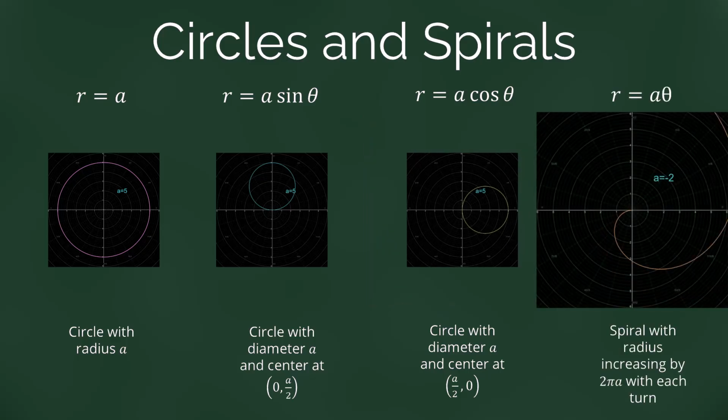Last but not least in this group, we have equations of the form r equals a theta, which is the Archimedean spiral. Here a determines the radius of the spiral. The spiral increases in radius by 2 pi a for every 2 pi degrees you move around.